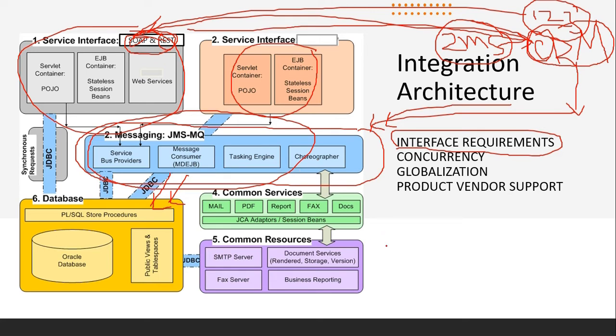So whether it is a messaging service, a mail service, a document service, a fax server, or business reporting, everything has to be taken care of, and how it is traversing between different systems. Now, in the database part I have already said, and we can cover this if there is any more, but in general you need to take care of that.